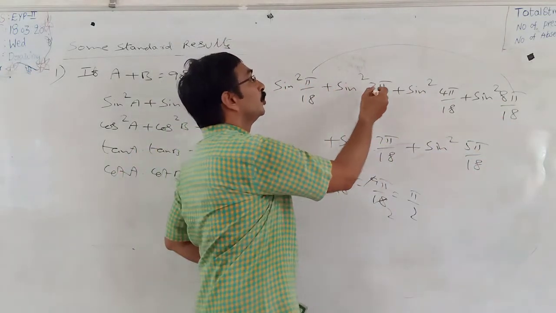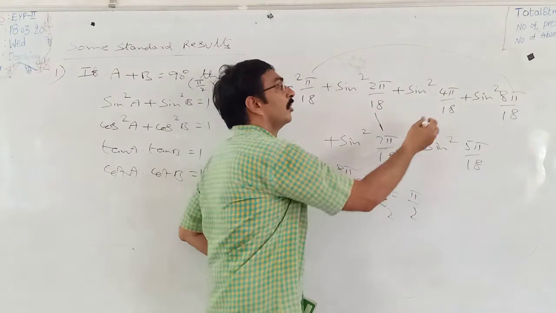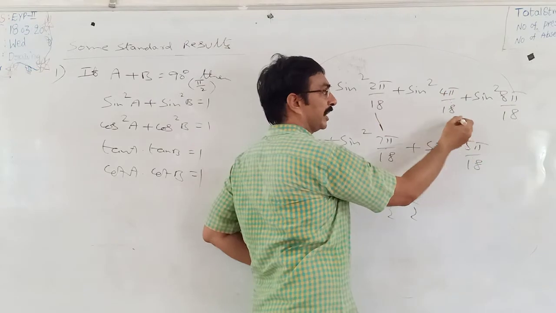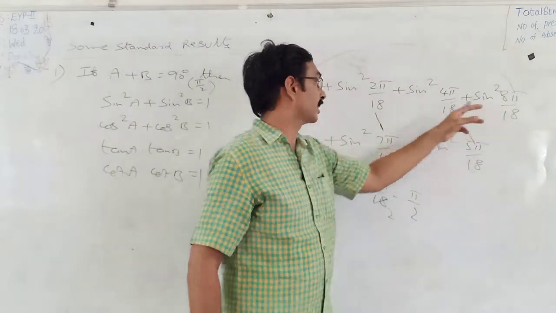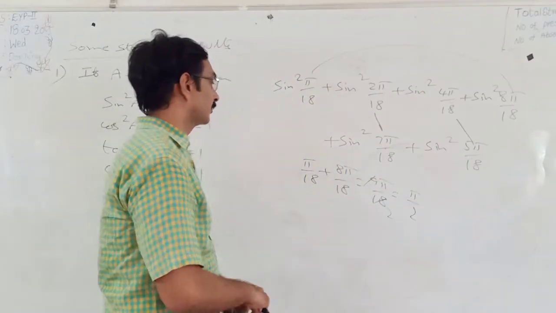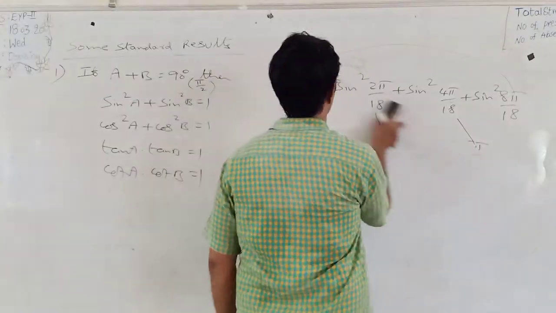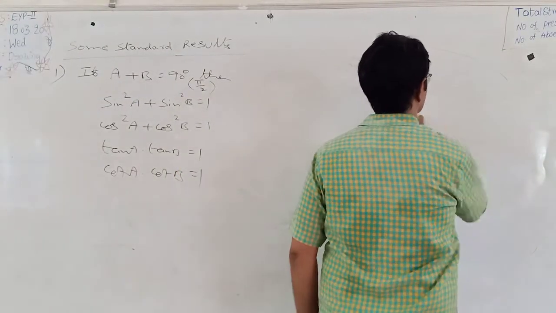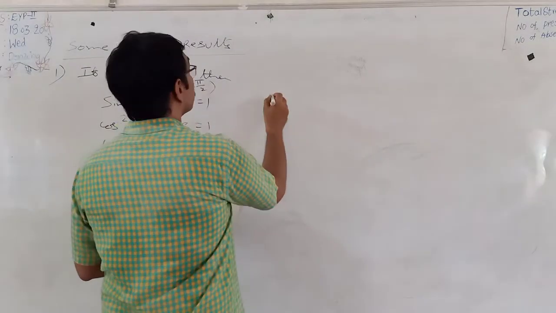Thus 2 pi by 18 plus 7 pi by 18 is pi by 2. 4 pi by 18 plus 5 pi by 18 is pi by 2. So sum of these two is 1, sum of these two is 1, sum of these two is 1. Therefore answer 1 plus 1 plus 1 is 3. Third problem.